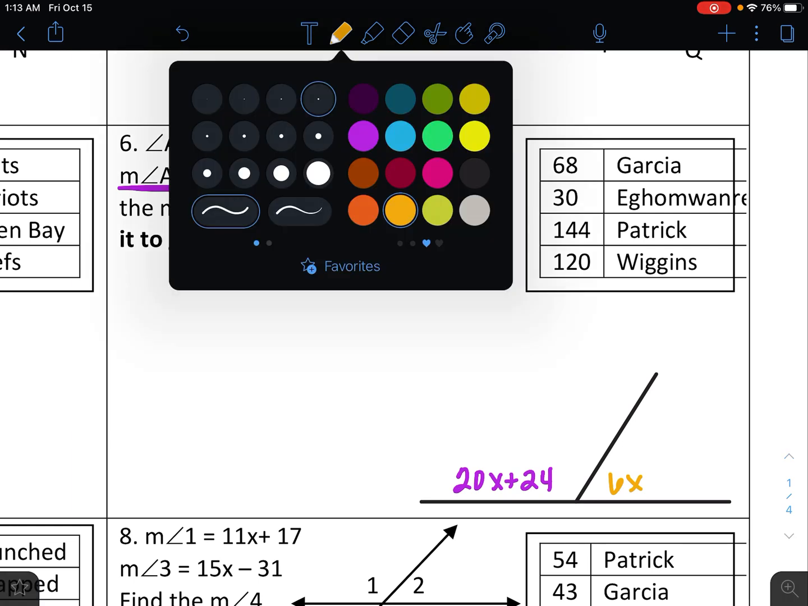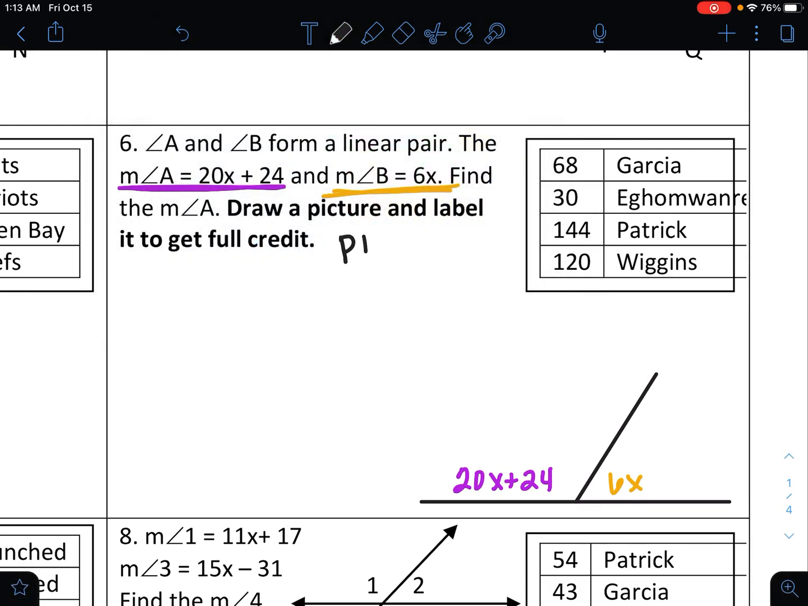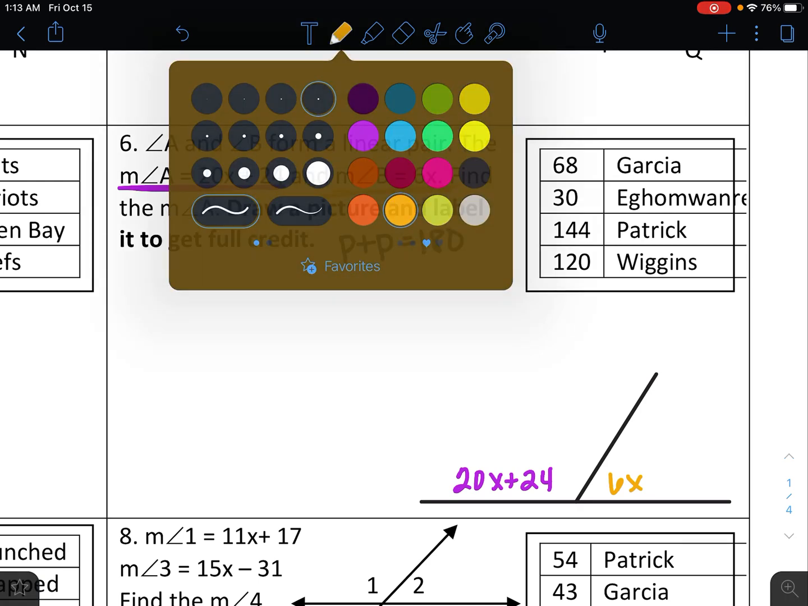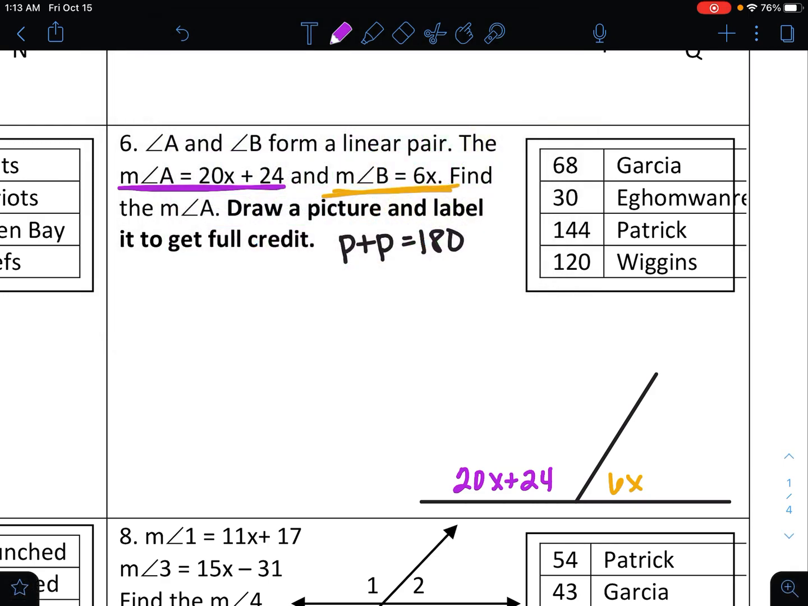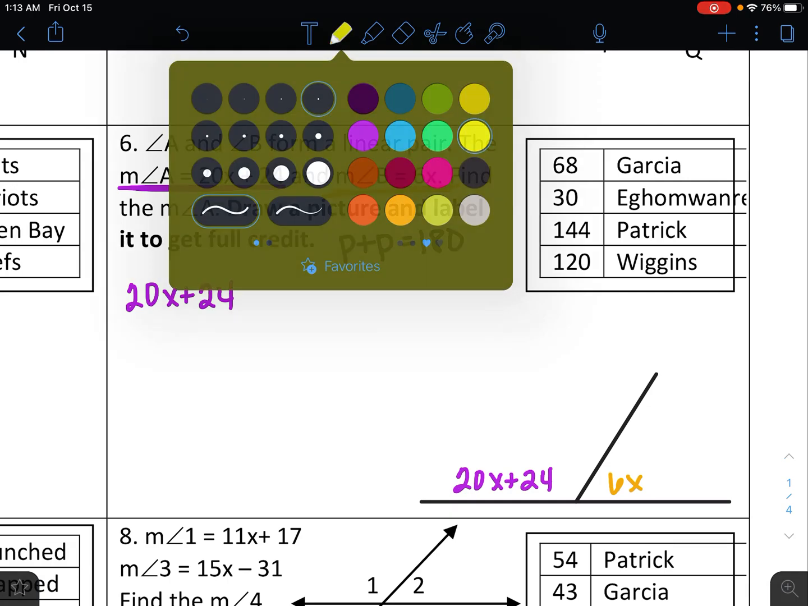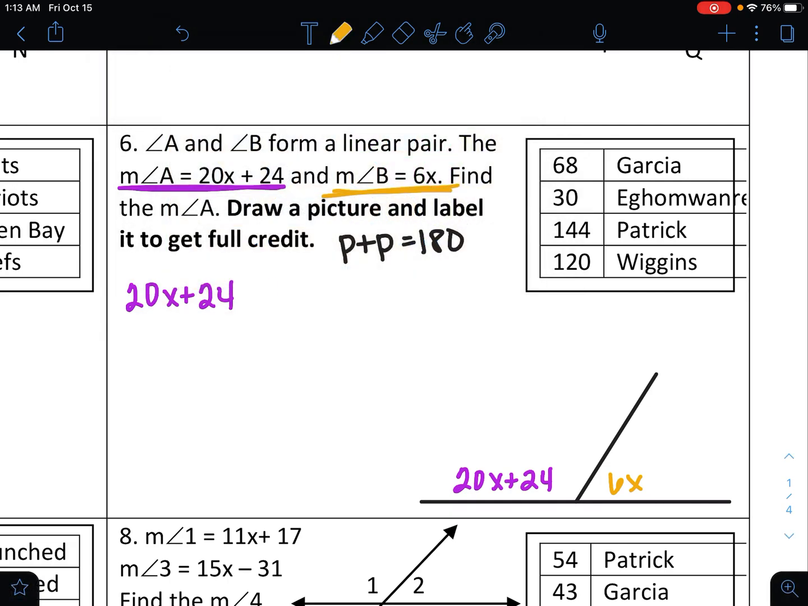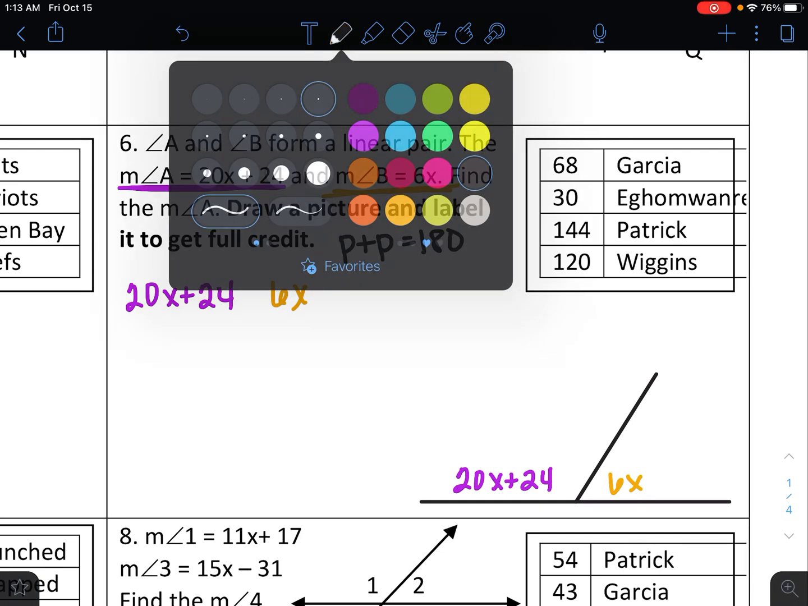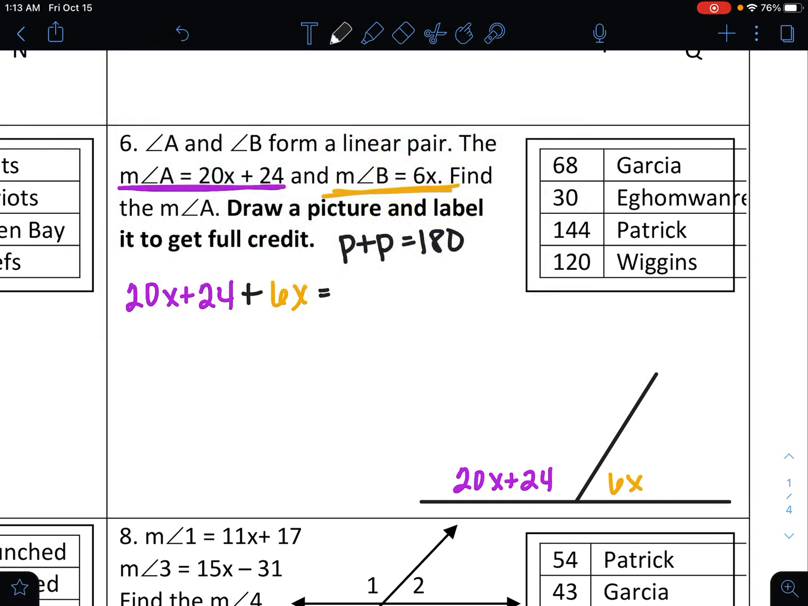Did that. All right, so for this, since it's a linear pair, we know it's going to be part plus part equals 180, my bad, 180. So the first part is this. Second part is 6x. And don't forget part plus part equals 180. And solve. You can use NSolve or you don't have to use NSolve, of course. I don't know why I always say that. It just feels like I have to say that.